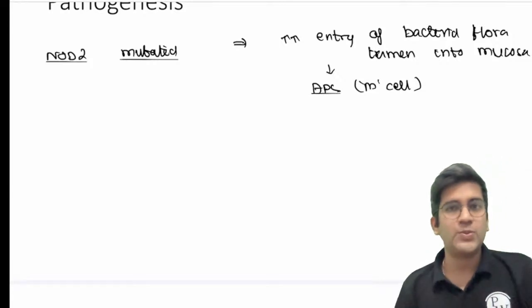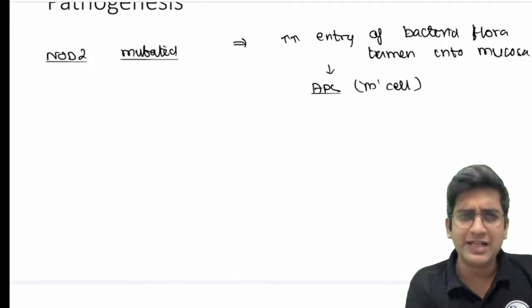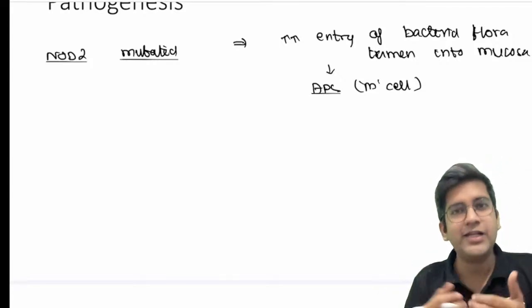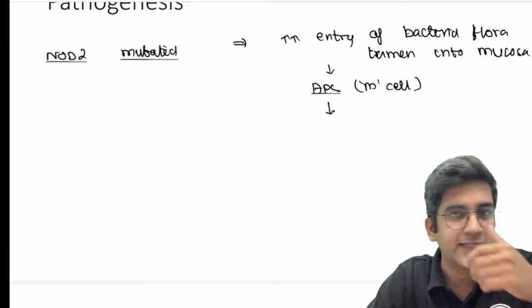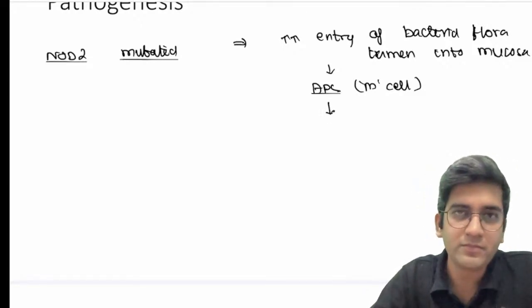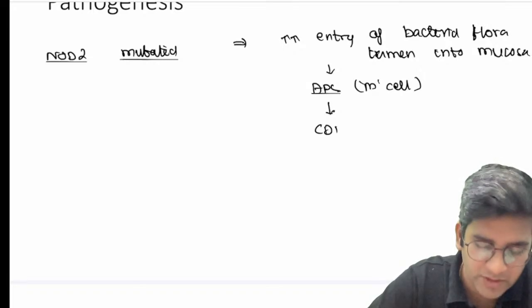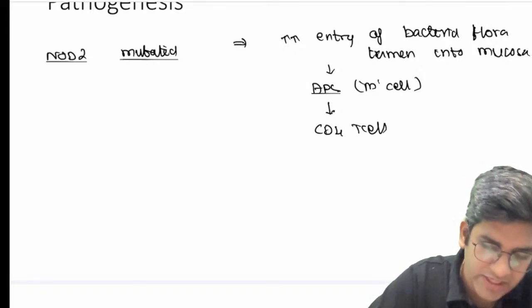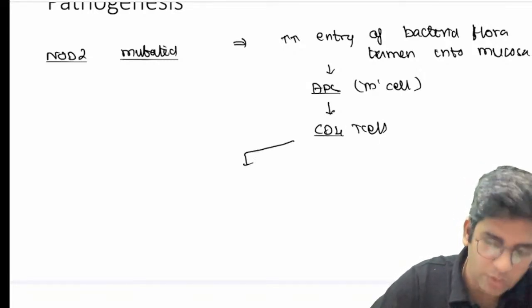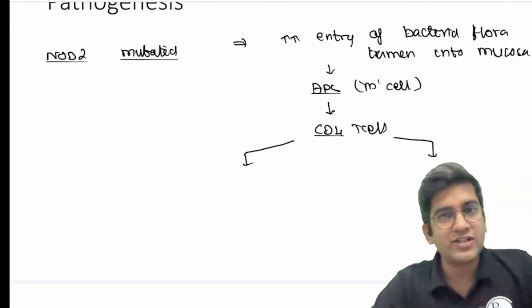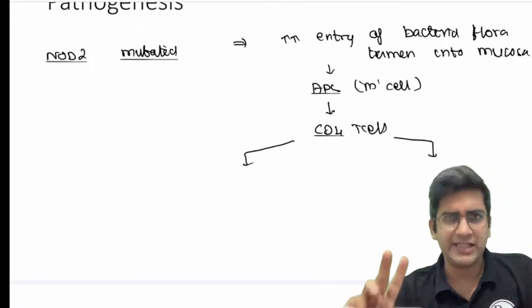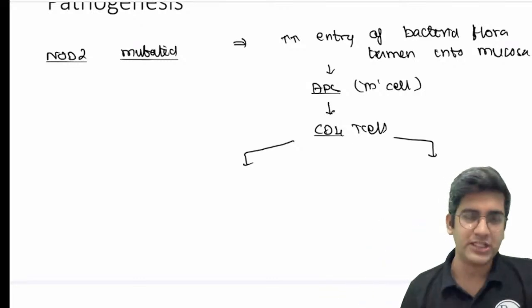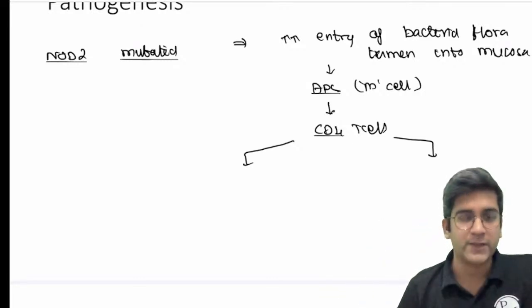In the Peyer's patches, we have something called an M cell, which is nothing but an antigen presenting cell. They will try to engulf the bacteria. Once they engulf the bacteria, they'll present the antigen to whom? By default, they'll present the antigen to CD4 T cells. Now, CD4 T cells here have outcomes. Generally, CD4 has three outcomes: TH1, TH2 and TH17. That's the outcome which we must have read in the immunology chapter, right? TH1 results in what?